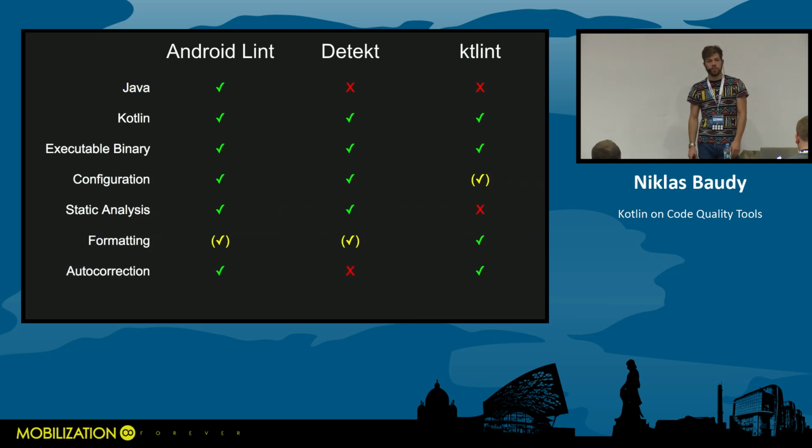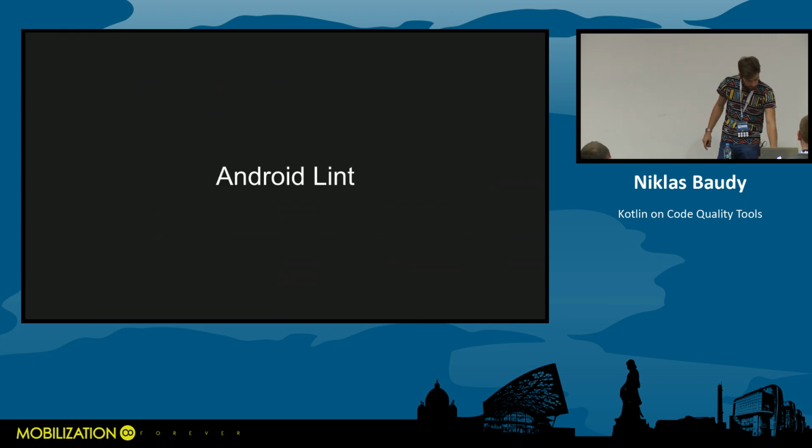Then autocorrection is something very important. If a tool finds something that is wrongly done, in most cases it can autocorrect it. So instead of us doing the work manually, the tool can do the work for us. Android Lint and Lint support that out of the box. Detekt does not. And then reporting, we also want to get some reports, ideally XML and HTML, and they're supported by all of the tools. So let's have a look at Android Lint.